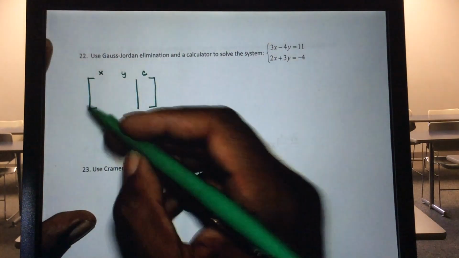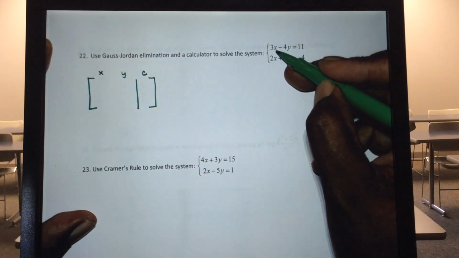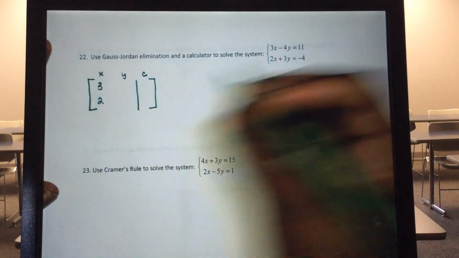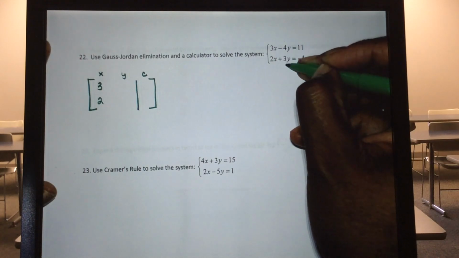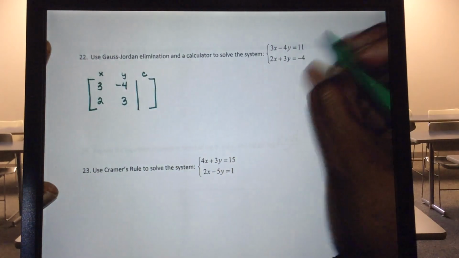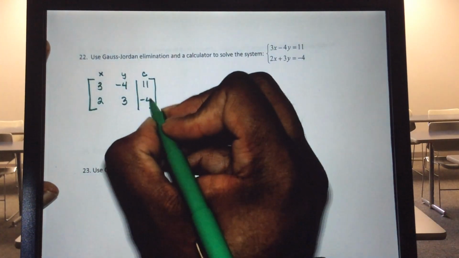So here, your x column will have to be those x coefficients here, 3 and 2. The y coefficients are negative 4 and 3. The constants are 11, negative 4. And they have to be written in this order.